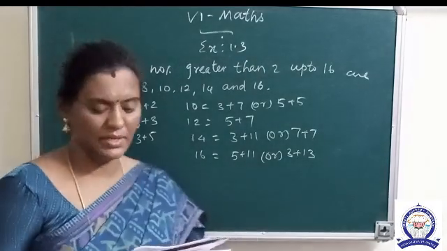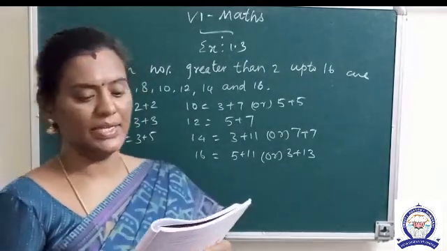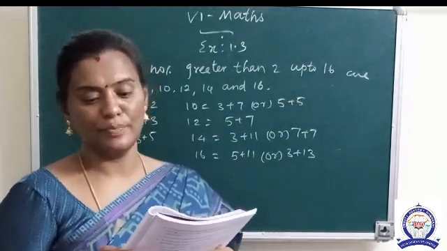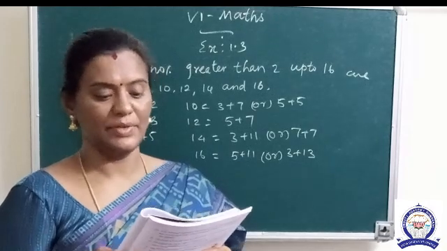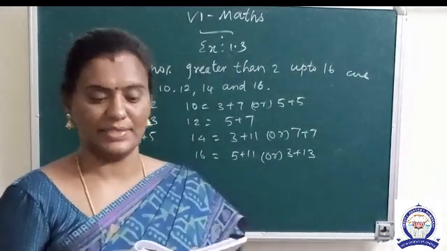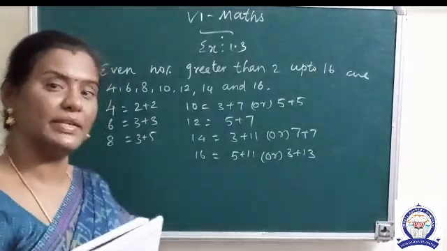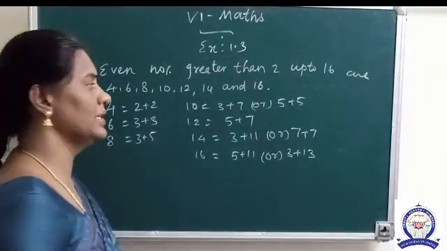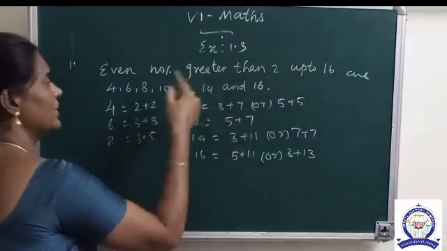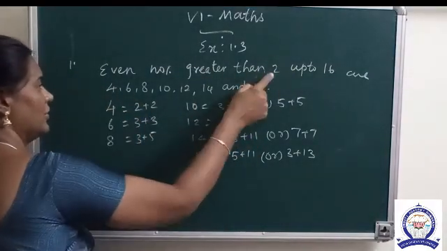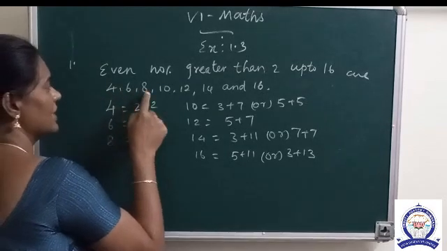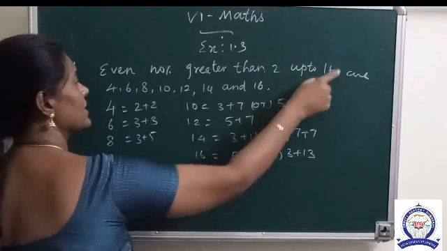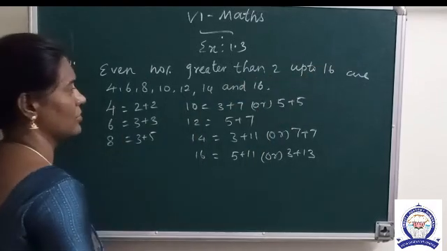See the first question. Every number greater than 2 can be expressed as the sum of two prime numbers. Verify this statement for every even number up to 16. Every even number greater than 2. So what are the even numbers greater than 2 up to 16? The number greater than 2 means we won't take 2. So after 2 the even numbers are 4, 6, 8, 10, 12, 14, up to 16 we have to take. So we take 16 also.